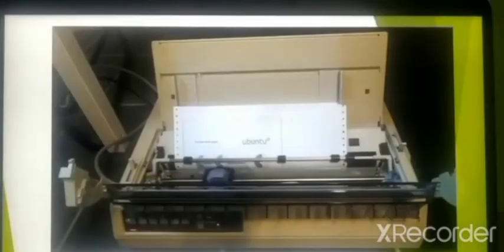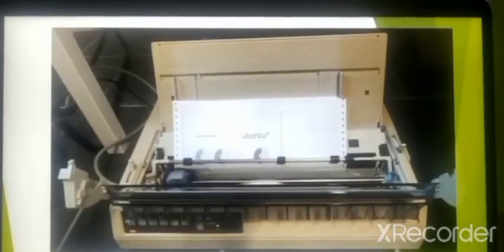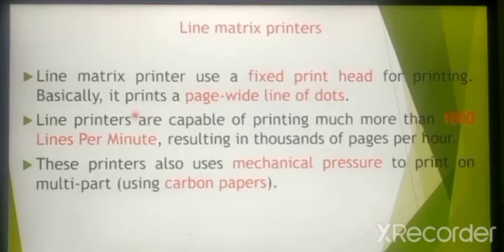So next, the image of this dot matrix printer. Here the printed information just looks like a dot matrix. Next one is the line matrix printer.